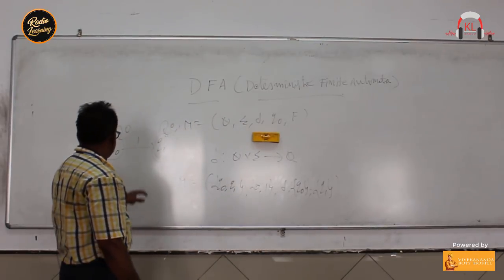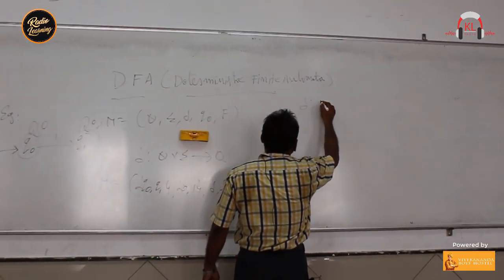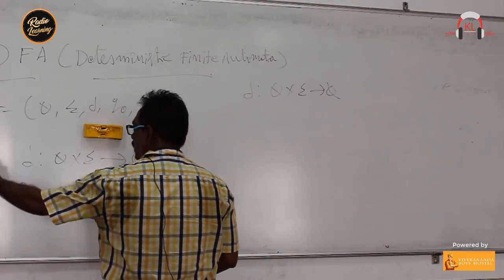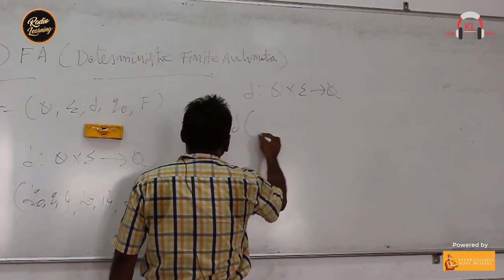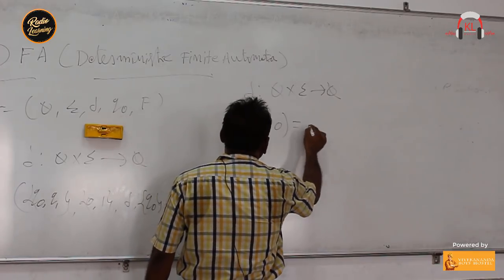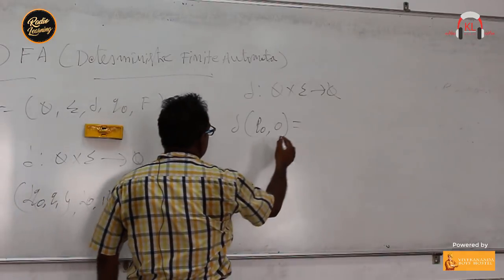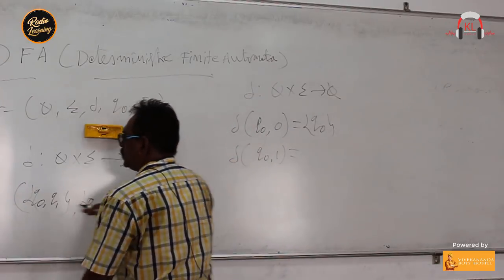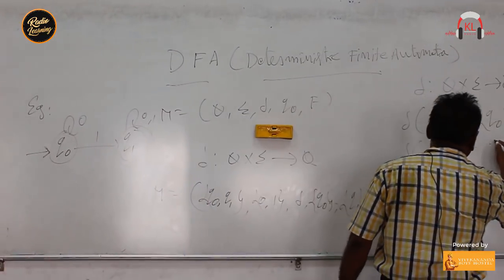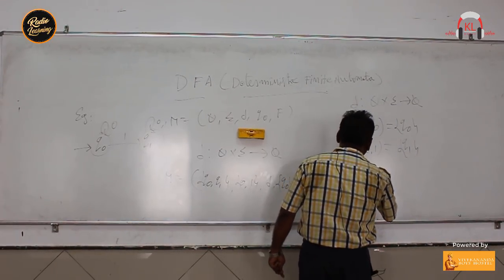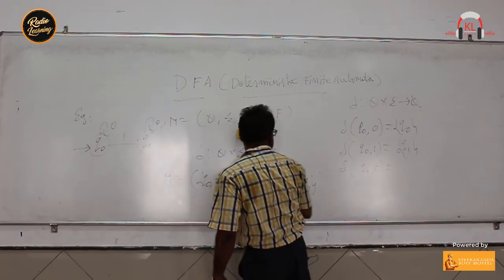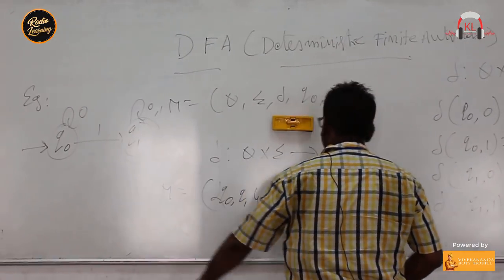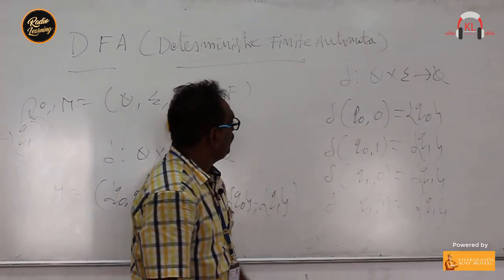Coming to the transition diagram, transition function delta. Delta is mapping Q cross sigma to Q. In the sense, suppose from the given figure, transition of Q naught on 0, we are moving to Q naught. Transition of Q naught on 1, we are moving to Q1. Transition of Q1 on 0, we are moving to Q1. Transition of Q1 on 1, we are moving also to Q1. This is the way to find the transition function.